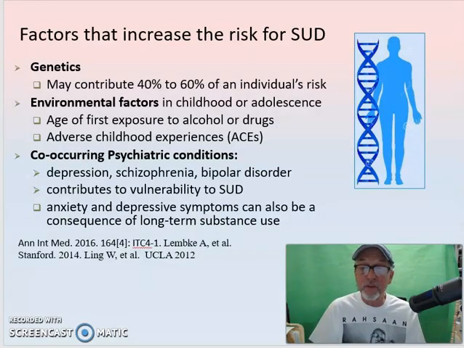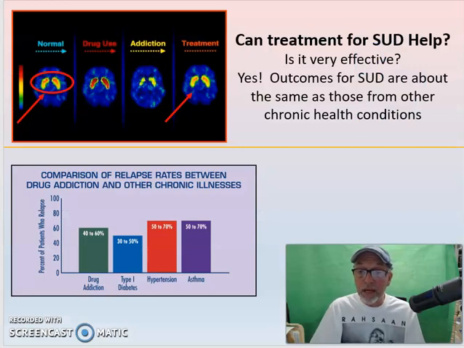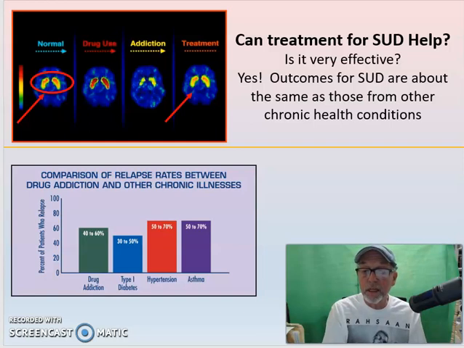So what increases the risk? Doesn't cause, increases the risk. Genetics, environmental factors, age of first use is a risk factor. And also check out the ACEs, the Adverse Childhood Experiences. Fascinating longitudinal study. And co-occurring psychiatric conditions, particularly depression, schizophrenia, and bipolar, all increase the risk for substance use disorder. Can treatment help? Absolutely. Is it very effective? Yes. And the outcomes are about the same as those from other chronic conditions.